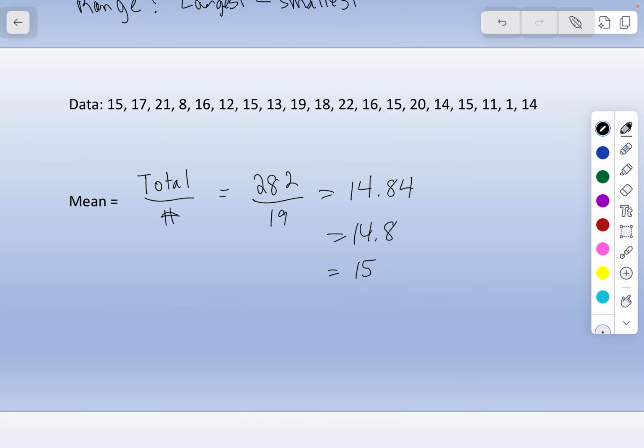That is something that Desmos can do for you. You type in, or you find the function mean. You list them exactly like they are. And then in the corner, it will give it. You'll notice that we don't need the data in least to greatest order. You just add them up, divide by how many pieces you have, okay?